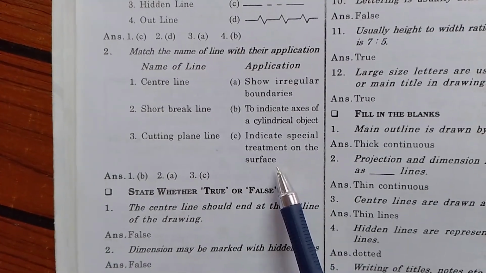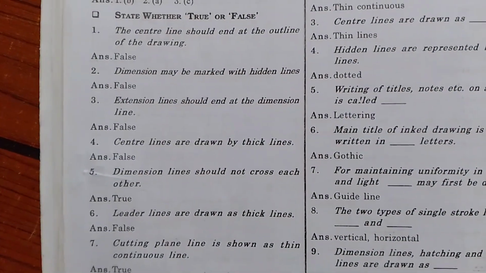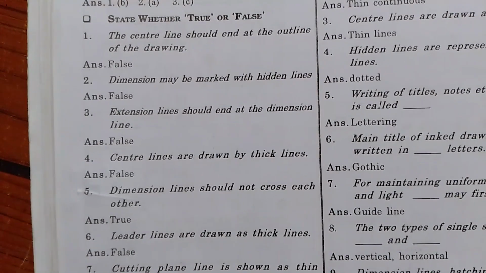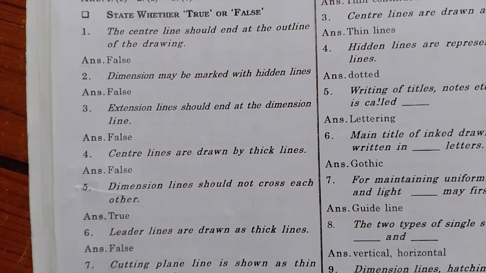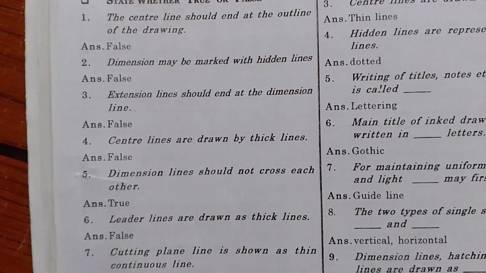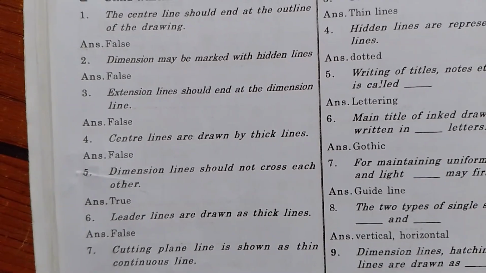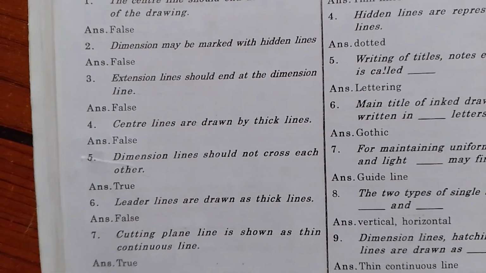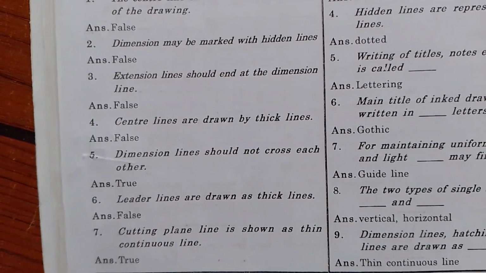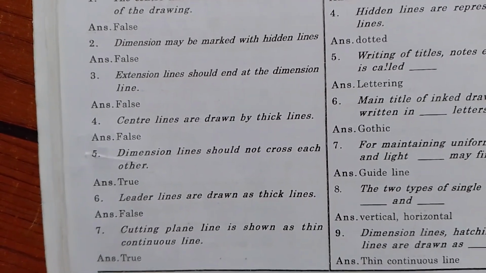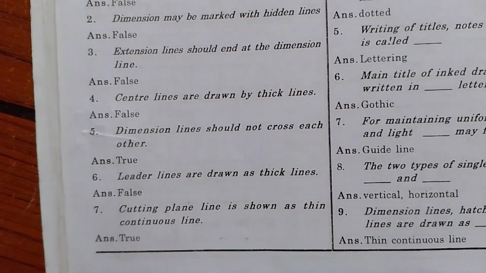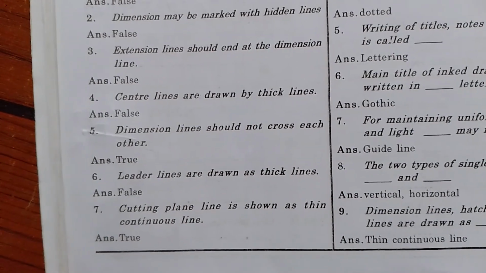Now the true and false. The line should end at the outline of the drawing. This is false. Dimension may be marked with hidden lines. No, false. Extension line should add at the dimension line. Extension line should add, and the answer is no. False. Center lines are drawn by thick lines. No, center lines are not thick lines. They are the medium line or thin line.